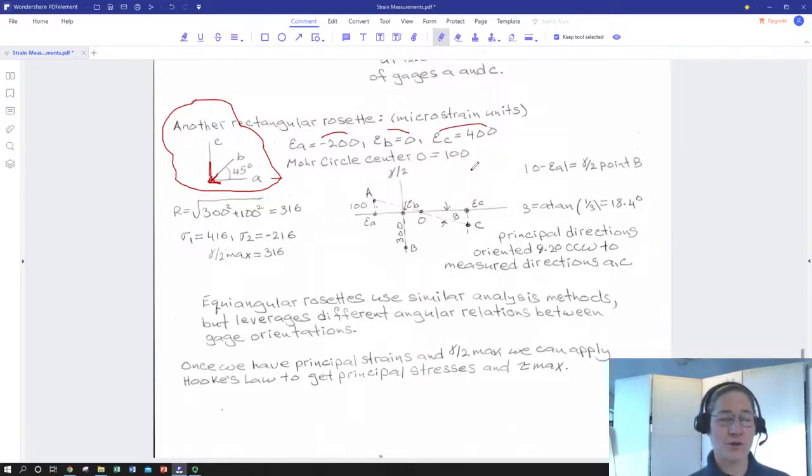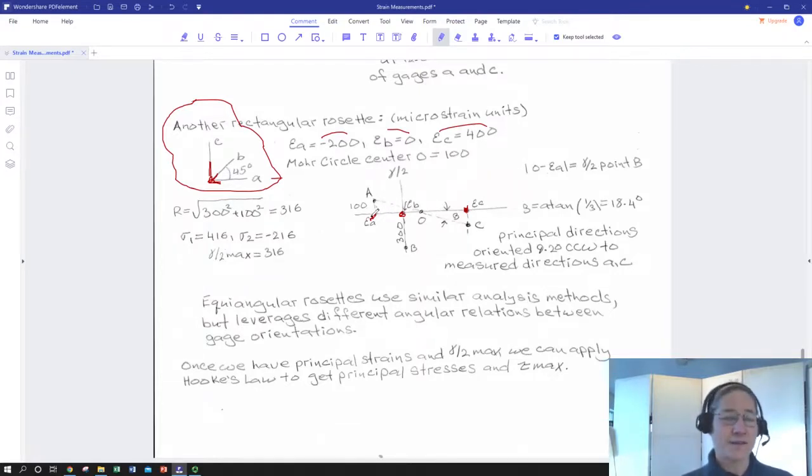Put them in order on the Mohr circle. It's like a recipe. Follow the recipe. It makes it easier to make the geometry work. 400, what's the next lowest? 0. So there's B, negative 200. So all we measured were normal strains. We're going to plot normal strains right on that horizontal axis.